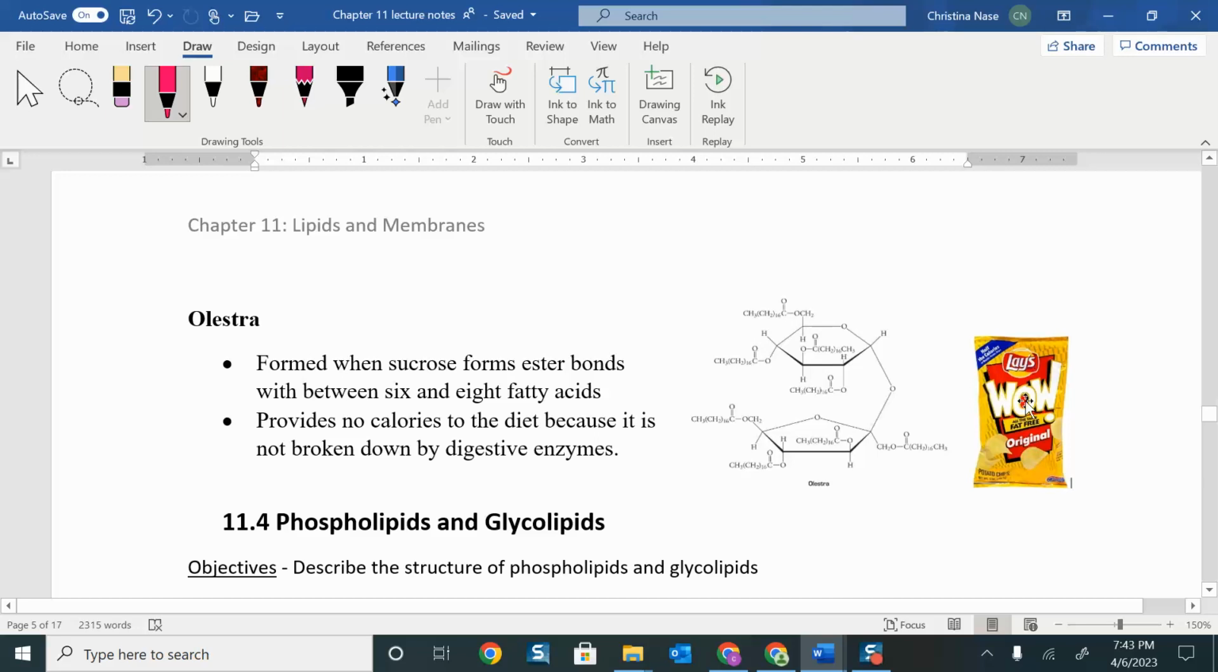So you would eat these chips, there's no calories. And they're banned now, so it's called wow chips. There were a lot of digestive issues that people were having after consuming these chips. They're no longer around.